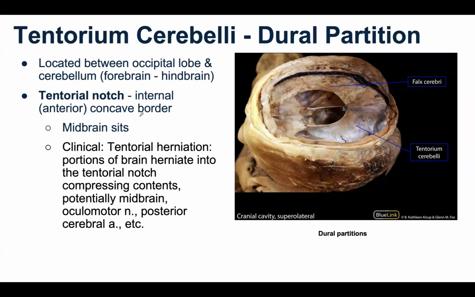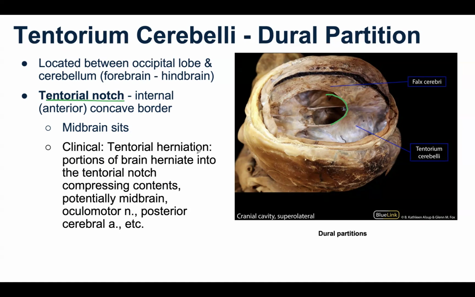The tentorium cerebelli is the second largest partition, and it's more transverse in orientation, and it will separate the cerebrum from the cerebellum. So in essence, separating the forebrain from the hindbrain. And it will have this distinctive notch. I can't see it quite as well over here, but this is referred to as the tentorial notch on its more internal or concave border. And this is where the midbrain will sit. Because we can't forget that midbrain. We talked about the forebrain and the hindbrain, but that midbrain needs somewhere to go. So it sits right here in that notch.